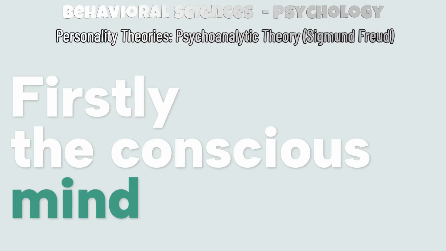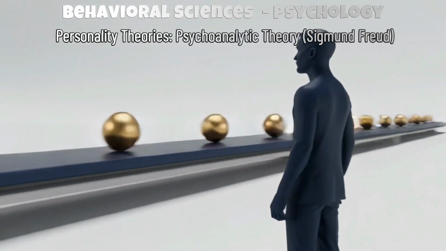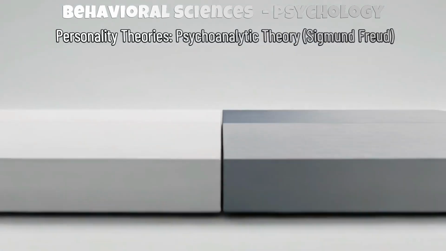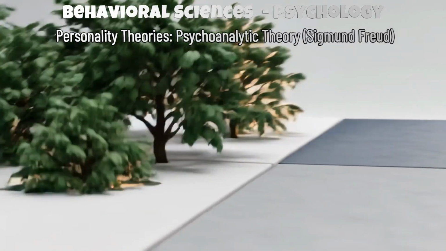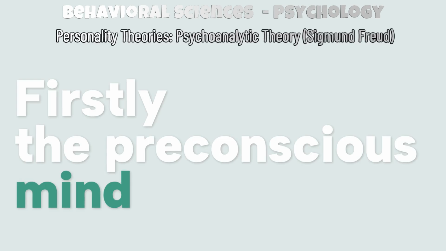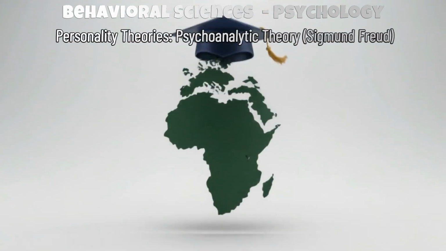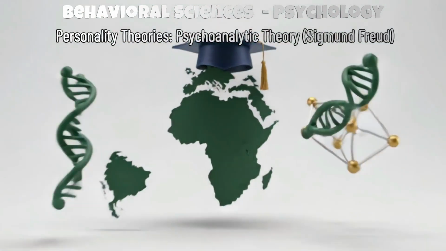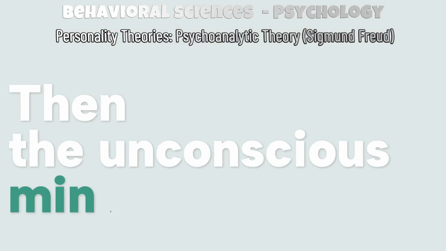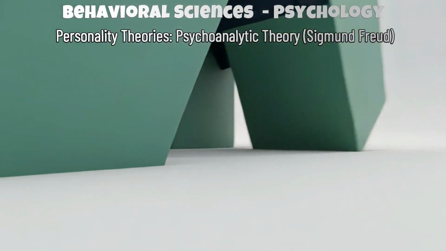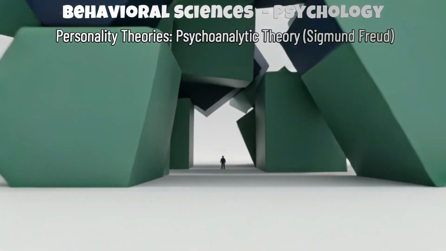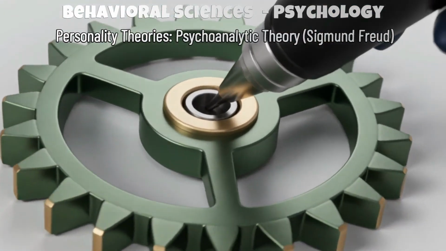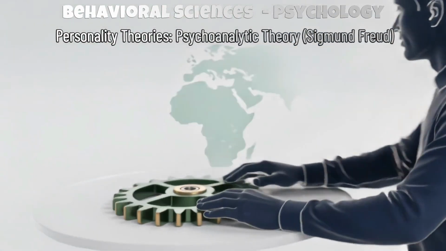Firstly, the conscious mind. This includes everything you are aware of right now, your current thoughts and surroundings. Secondly, the preconscious mind. This includes information you are not currently thinking about but can easily recall, like your phone number. Then, the unconscious mind. This is the deepest level, containing memories, fears, and desires that are not easily accessible, but still influence behavior.